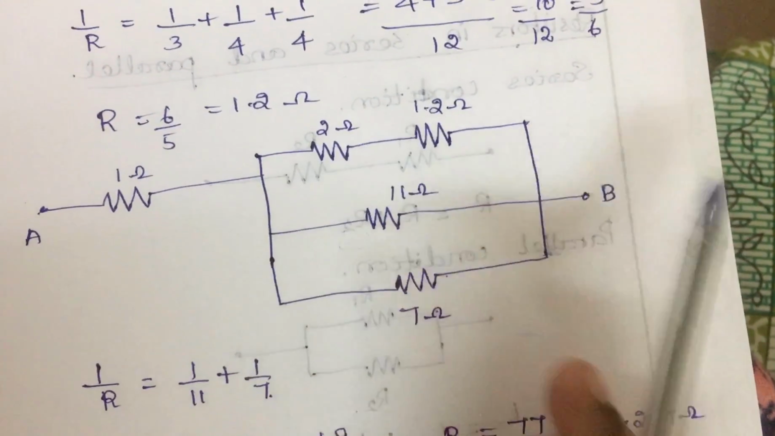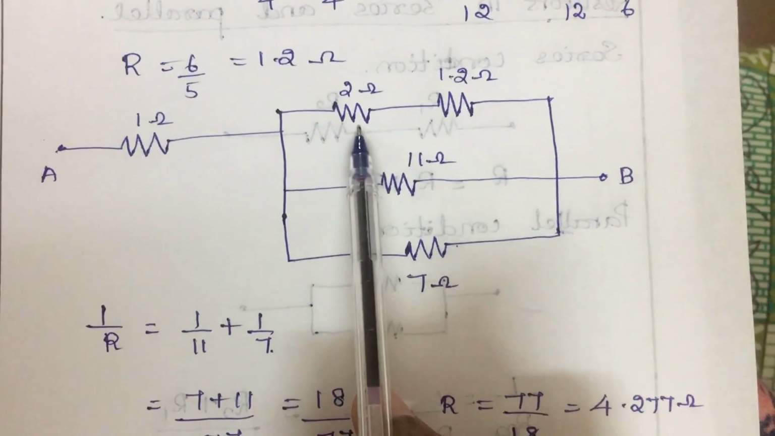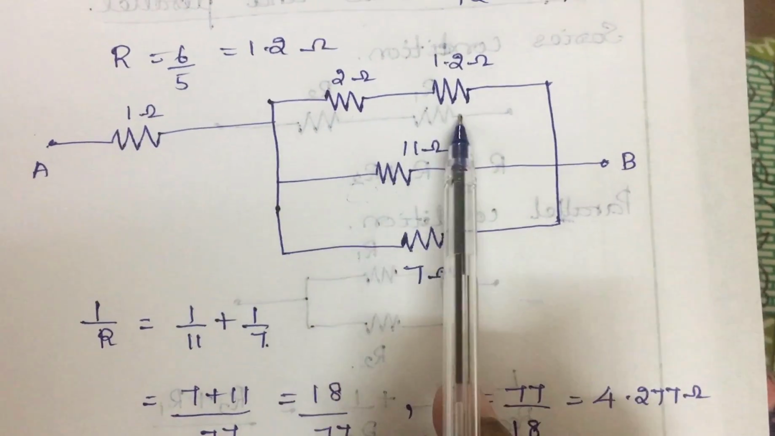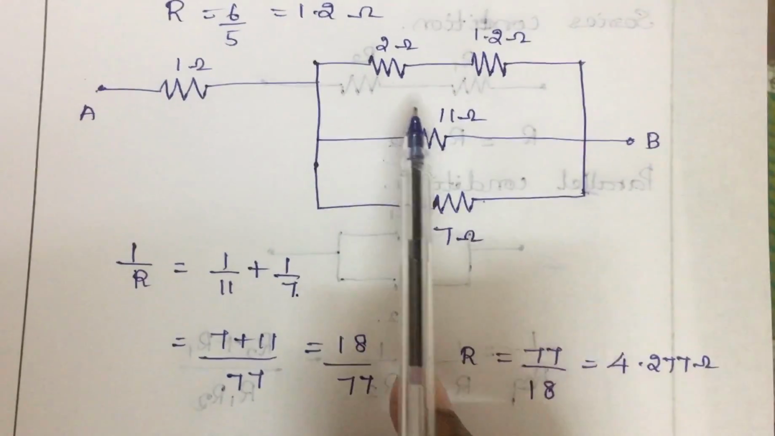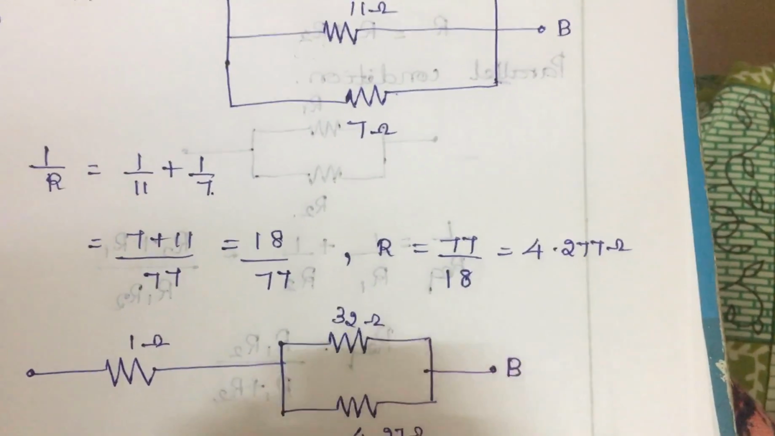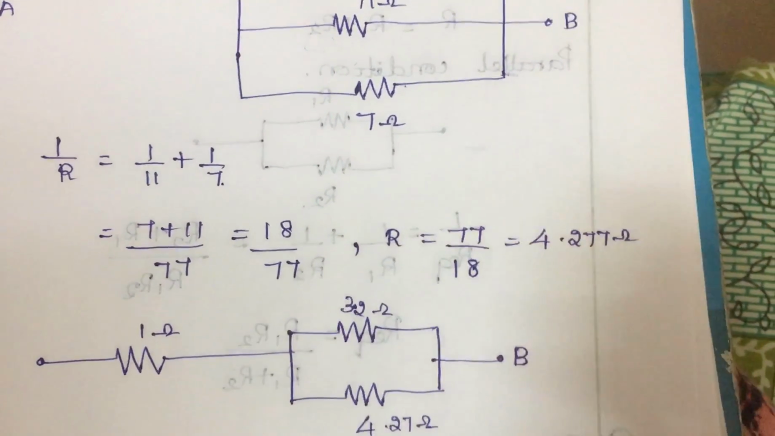And now redraw the circuit. After redrawing you got 2 and 1.2 ohm. So now these two resistors are connected in series. So now 2 plus 1.2 ohm is 3.2 ohm. Okay, so 3.2 ohm, not 32 ohm, 3.2 ohm.